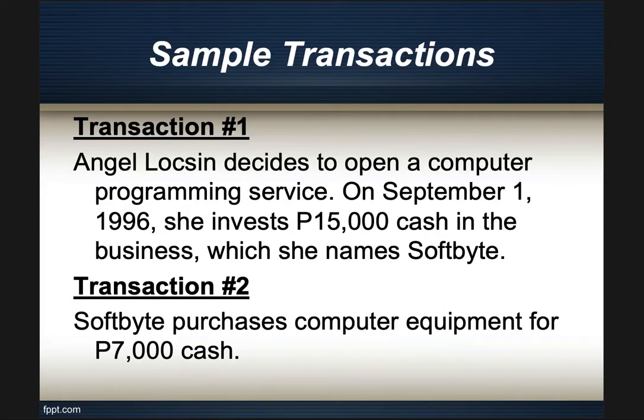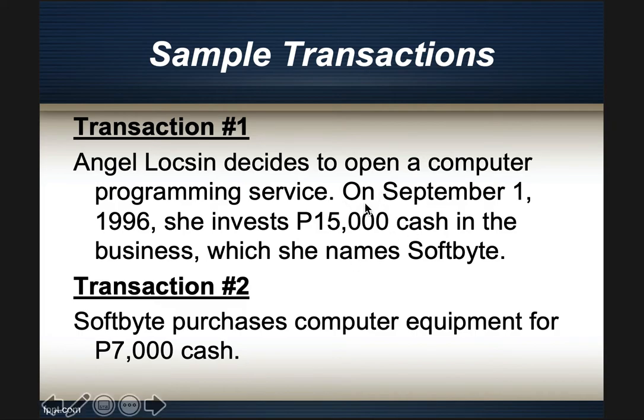Using the same example, so that we will all be advancing our knowledge. The first transaction here, the owner of the business invests. So we have cash and capital, right? My explanation here should be invested cash in the business. How about in number 2? What are the accounts affected? We have equipment and cash, right? So how do you explain that? Purchased equipment for cash.